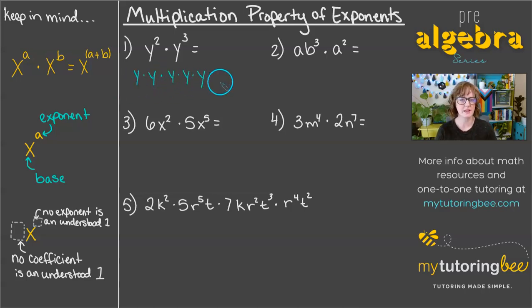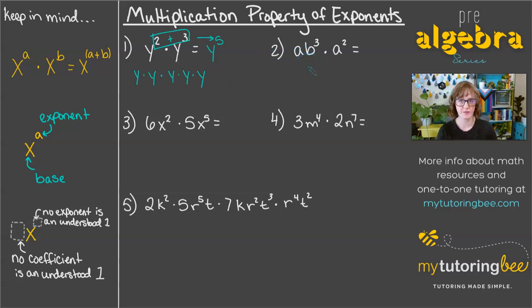So when we look at it like this, I'll expand it out. How many y's are we multiplying together? Well, we're multiplying 5. So this would give us y to the fifth. So really all we did was take the exponents of 2 and 3 and add them together to give us the exponent of 5. Let's take a look at problem 2.